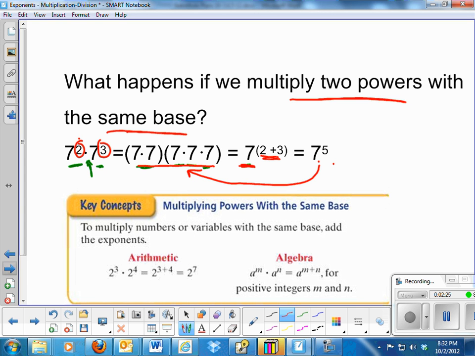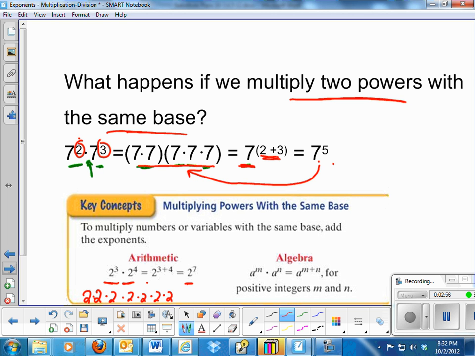So here's our rule. To multiply numbers or variables with the same base, just add the exponents. Here's 2 to the 3rd power times 2 to the 4th power. That would be 2 to the 3 plus 4, or 2 to the 7th power. If you needed to see what that looked like, 2 to the 3rd power is 2 times 2 times 2, and 2 to the 4th power is 2 times 2 times 2 times 2. When we count them all up, it's 2 to the 7th power. Easiest shortcut, just add them together.